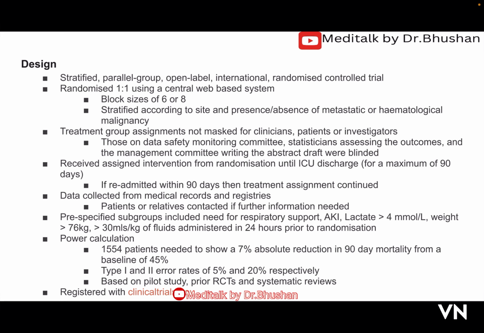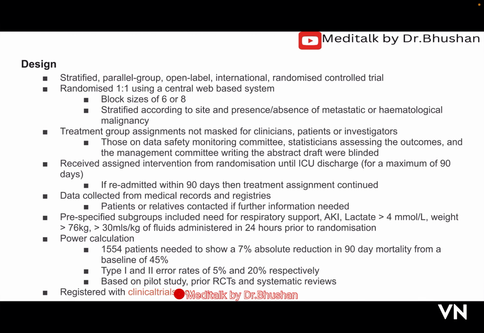Those on the data safety monitoring committee, the statistician assessing the outcome, and the management committee writing the abstract draft were blinded. Patients received the assigned intervention from randomization until ICU discharge, for a maximum of 90 days. If readmitted within the 90 days, then the treatment assignment continued. Data were collected from medical records and registers. Patients or relatives were contacted if further information was needed.